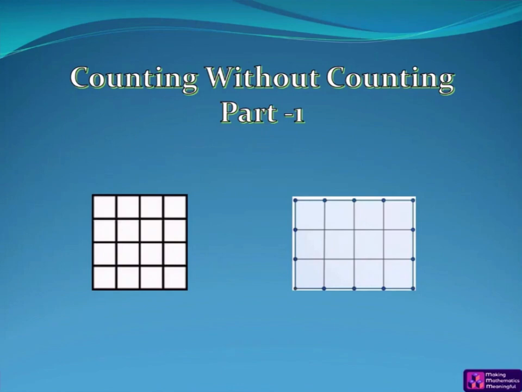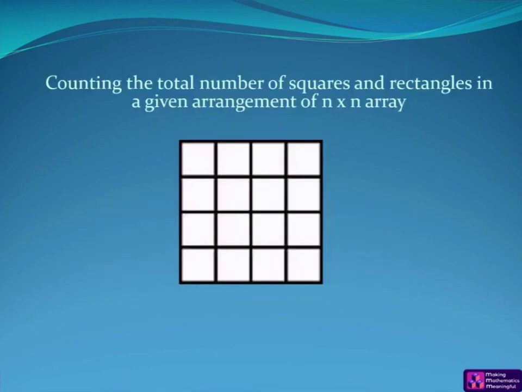In today's episode, I will be talking about counting without counting. Given an n cross n array, as in this case, a 4 cross 4 grid, which means there are 4 rows and 4 columns in this arrangement. How many squares and rectangles of all possible sizes are in this figure?